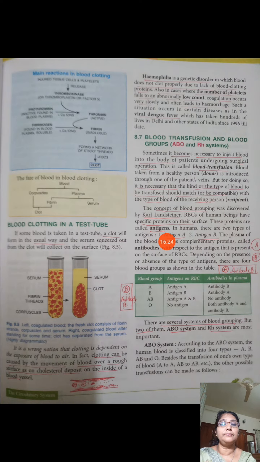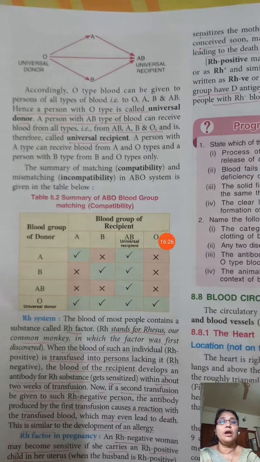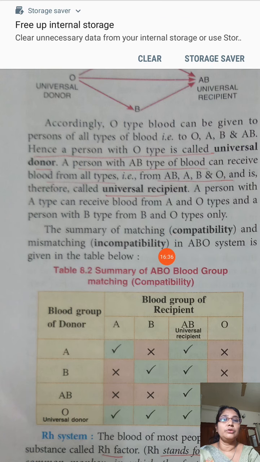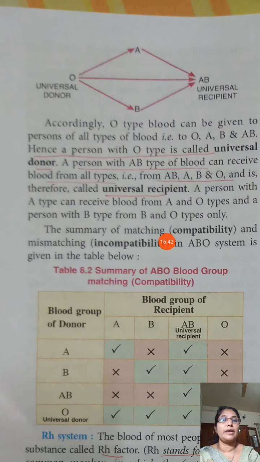Here again you can see how universal donor, a diagram is there. O group person can give blood to A, B and AB. Here universal recipient, that AB group can receive from O, A and B group.